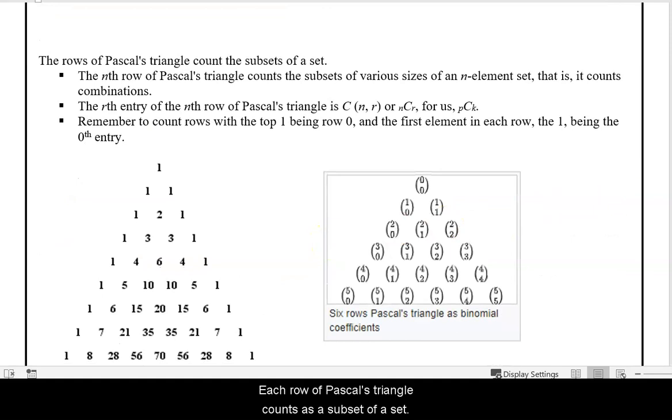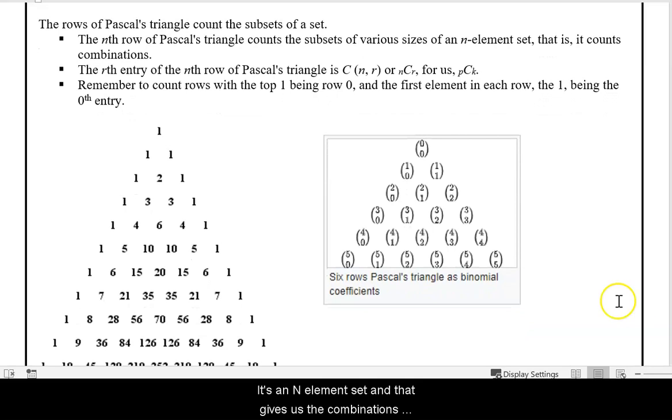Each row of Pascal's triangle counts as a subset of a set. It's an n-element set, and that gives us the combinations. You'll see here in this schematic that they have represented Pascal's triangle with the actual combinations that you get. So for example, in this row here, this particular number represents the different numbers of groups of 3 that you can make out of a group of 5 total students.